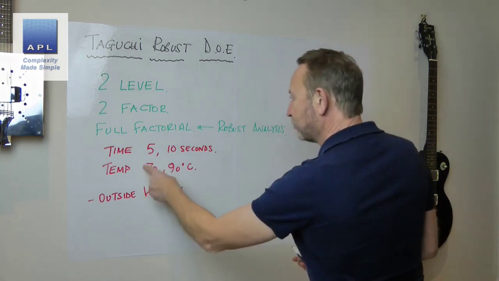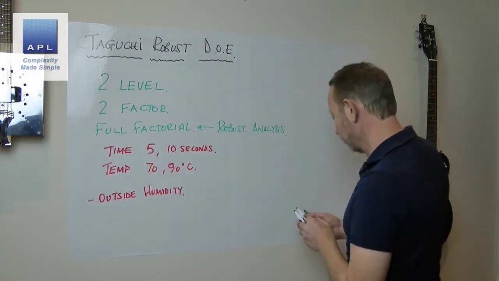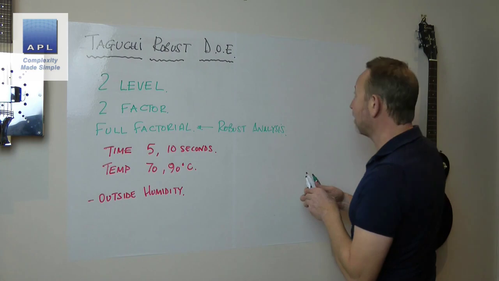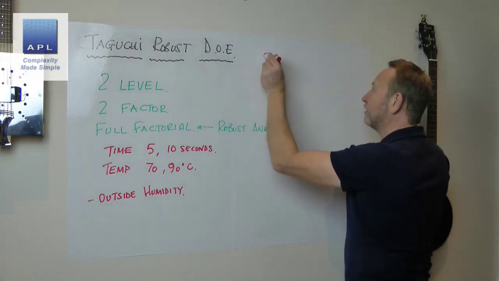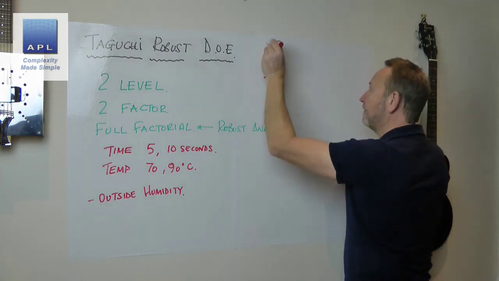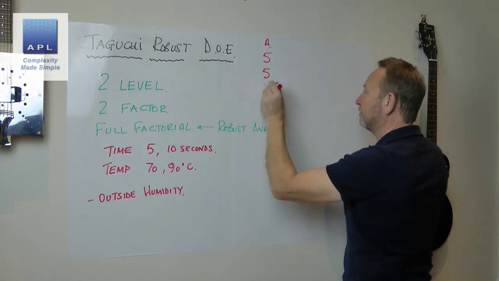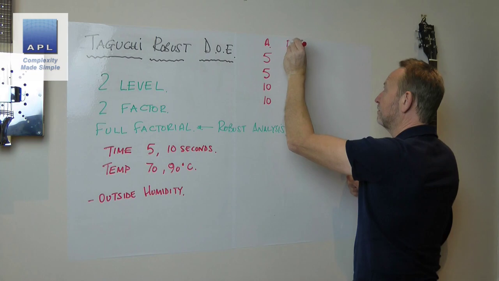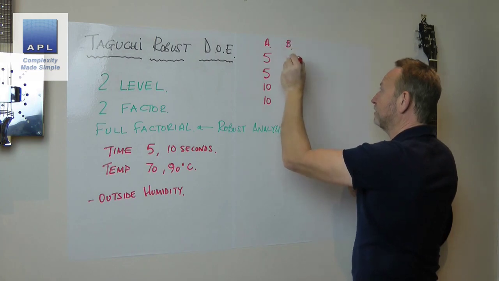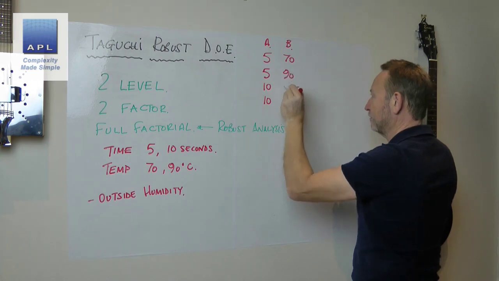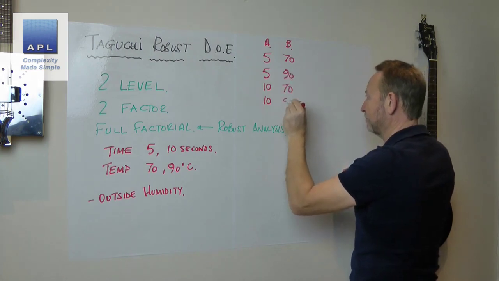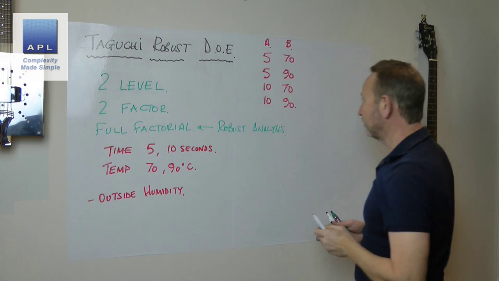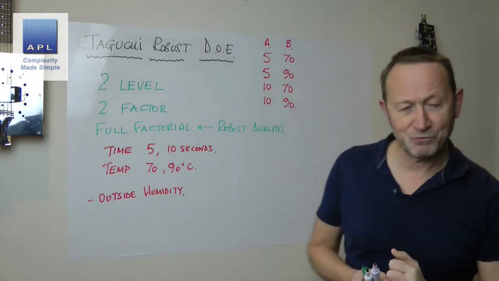Now, if we just take the 2 factor full factorial for a second, that's going to look like this. So you're going to go, factor A, 5 and 5, 10 and 10, factor B is going to be 70, 90, 70, 90. So that's the experiment that we're going to run.